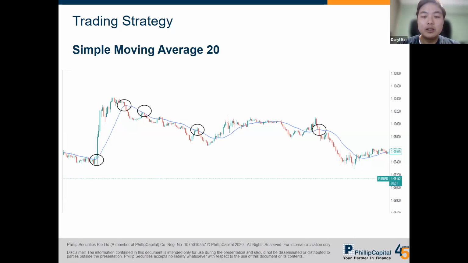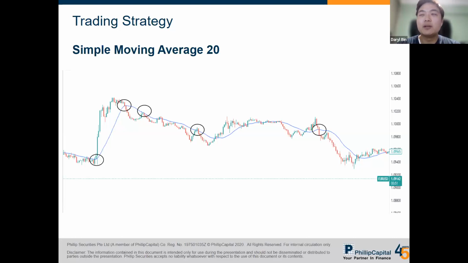So one commonly used strategy is the simple moving average. From this chart, you can see the blue line. That blue line moves very closely to the green and red candlesticks. This is the simple moving average 20 days. What some traders do is monitor the moving average and understand the pair's sensitivity to the moving average. Using this example, we can see that whenever the chart is near the moving average, there will be a rejection.